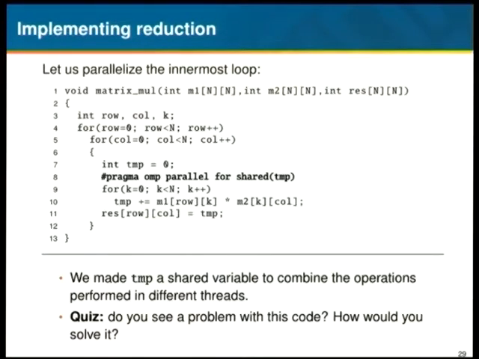I do want to do this in another way. Let's put the pragma parallel for on that inner loop. And just to keep in mind that we're sharing all variables that were declared before, I make it explicit and put shared temp there. What will fail?